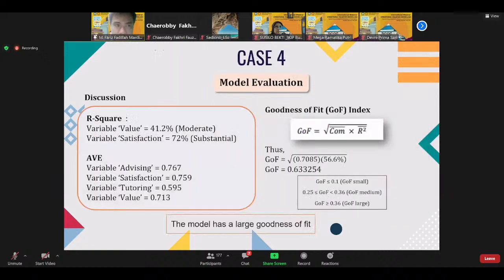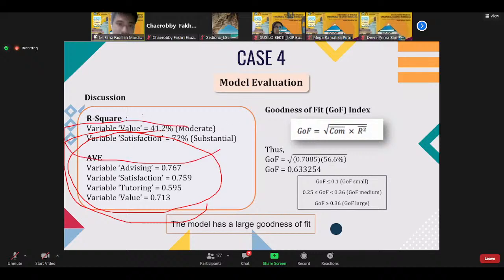And the next one is about the goodness of fit index. The GOF is 0.633254. The condition is large because it is greater than 0.36. The model has a large goodness of fit, and then this is the average variance extracted greater than 0.5, and this is the R square that we discussed in the previous slide.